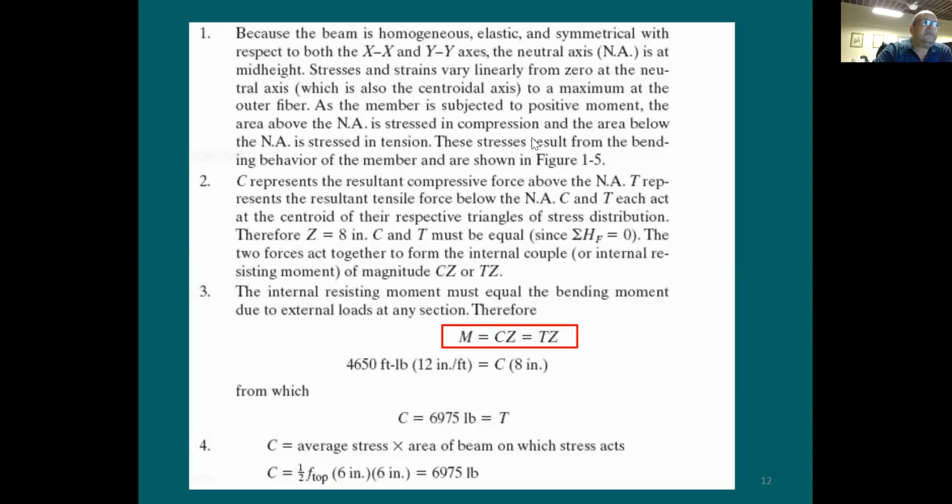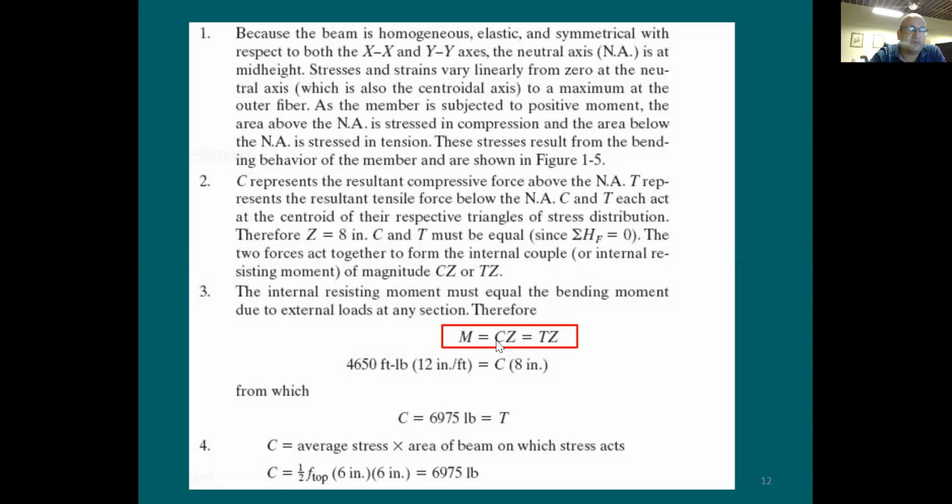So as it says here, there's some description and discussion that you can go through, which is exactly what I was talking about. This external applied moment is going to be equal to C times Z or T times Z, one of them. Both are the same because C is going to be equal to T. Look at the moment value, 4650, external applied moment. And we decide here to multiply by 12. Why? Because this moment is in pound foot, and this Z value is in inches. So I need to convert this moment from pound foot into pound inch. You have 12 inches in a foot. So you multiply this moment by 12 inches for conversion.